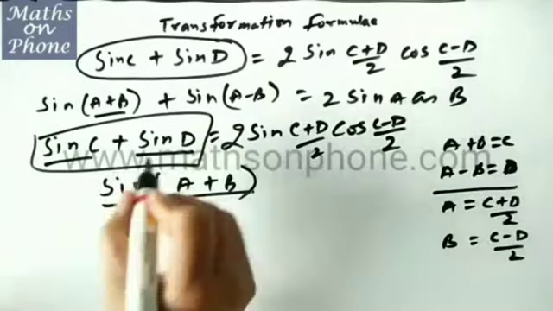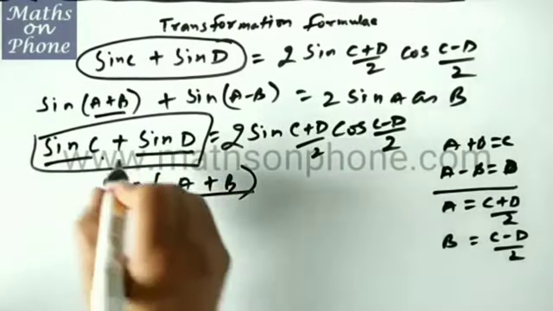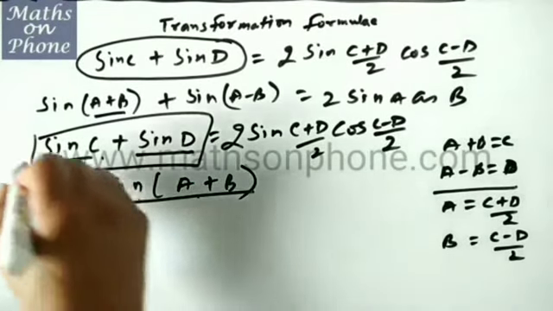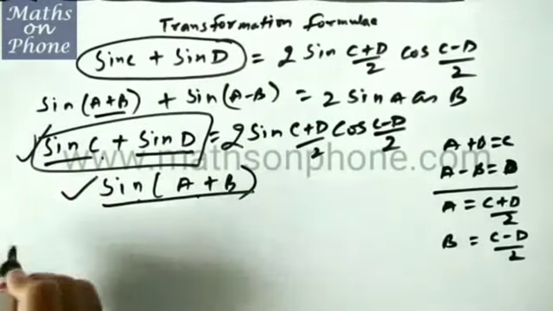Apply wherever needed. Wherever the form is there, you apply this in this form. So carefully identify which type of formula this is. This is the transformation formula. This is the compound angle formula.